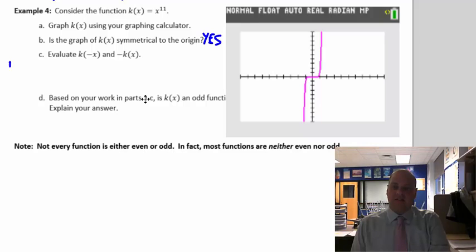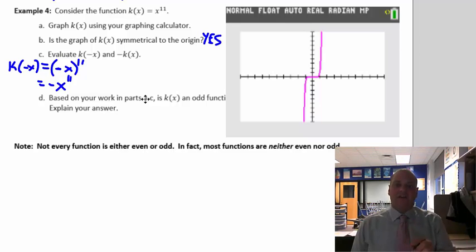So let's do k of negative x. K of negative x is negative x to the 11th. Remember, a negative to an odd exponent is going to be negative, so that's negative x to the 11th. If you have an odd exponent, it's going to come out negative. Okay, an even exponent gets you a positive because you're doing 2 of them, right? Or 4 of them, or 6 of them. An even amount gets you a positive.